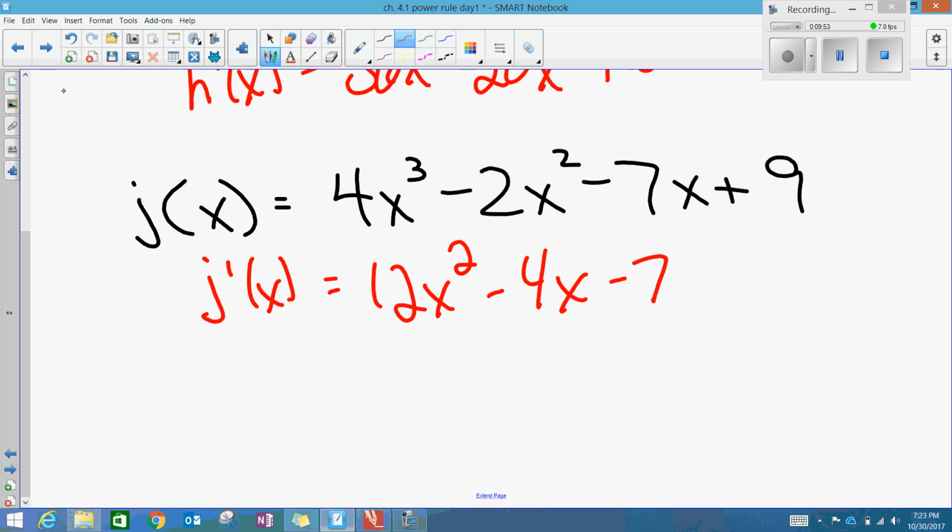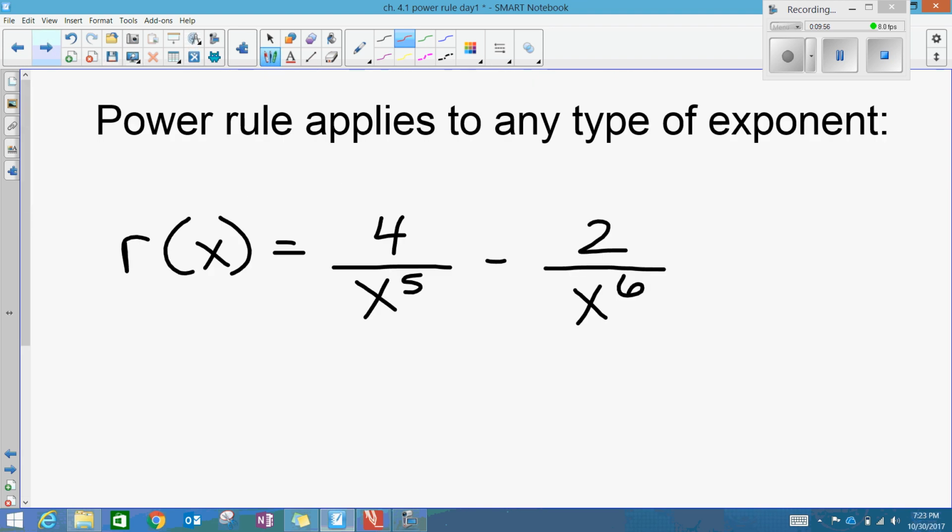Sorry, my board's kind of jumping around here. Okay, now, the power rule applies to any type of exponent. So that's why sometimes, rather than having to deal with a rational function like this, we can rewrite it using our exponent rules and use the power rule again.